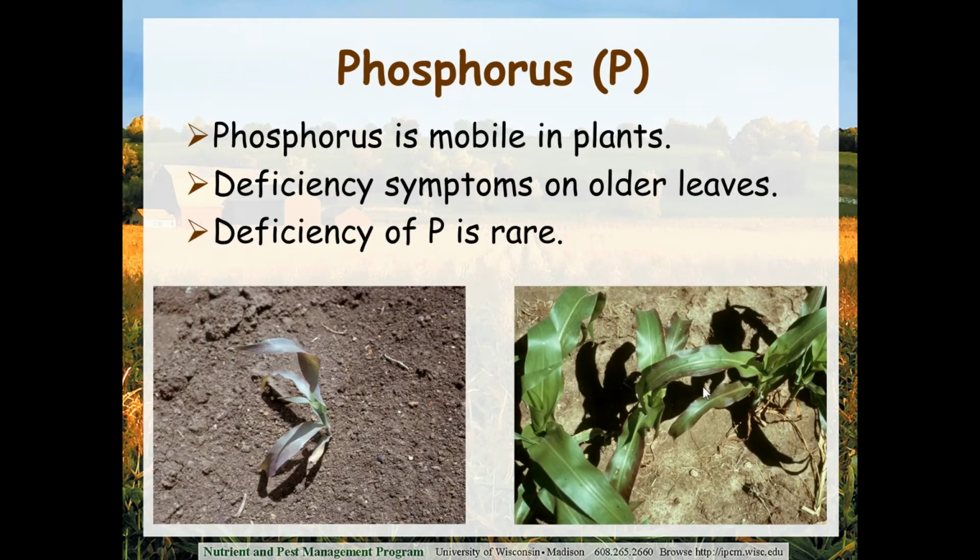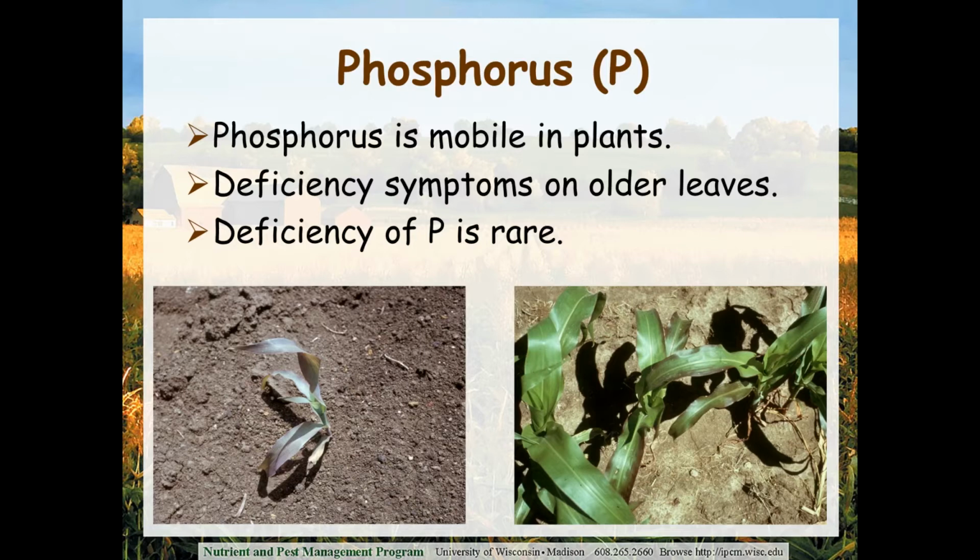Phosphorus deficiency, rarely are you going to see this in Wisconsin crop production. As we'll look at in a moment, our average soil test values across the state of Wisconsin for phosphorus are in the high to excessively high range, or even higher depending on the crop's demand level. So we rarely see phosphorus deficiency in our plants. Phosphorus is a mobile nutrient in plants, so if we were to see phosphorus deficiency, those symptoms are going to show up on the older leaves or in corn, the bottom leaves in the plant.